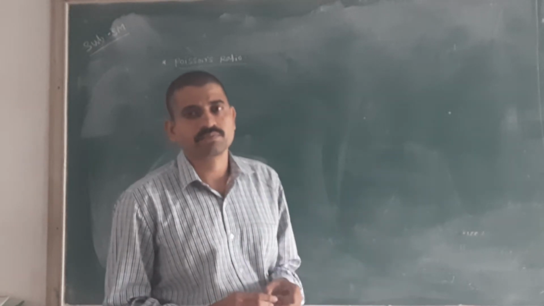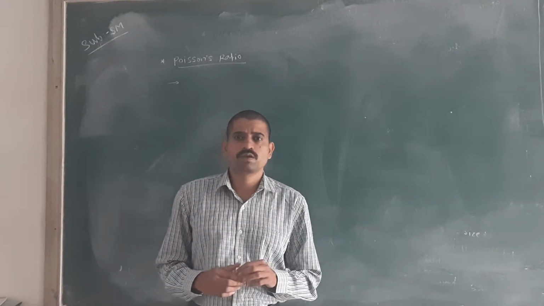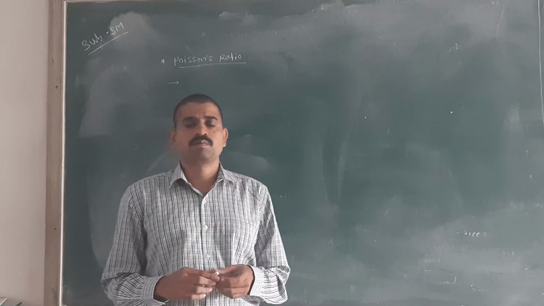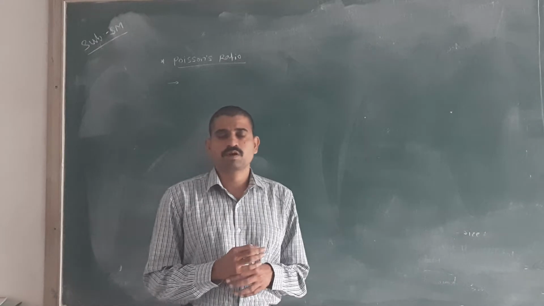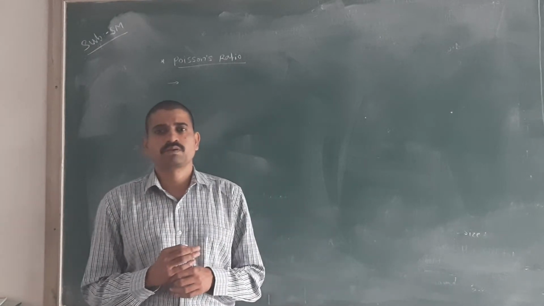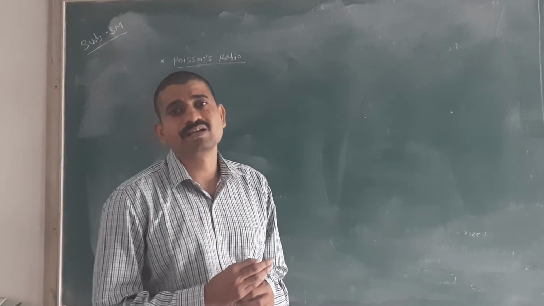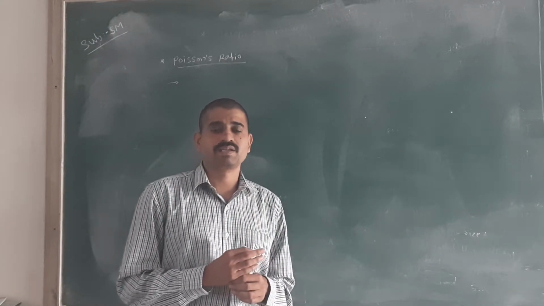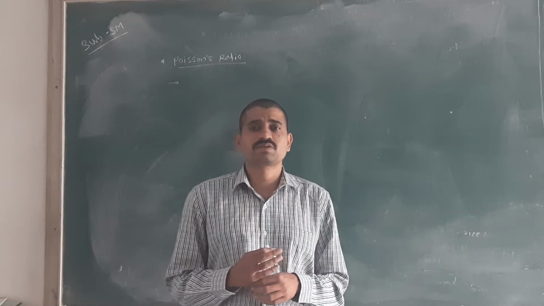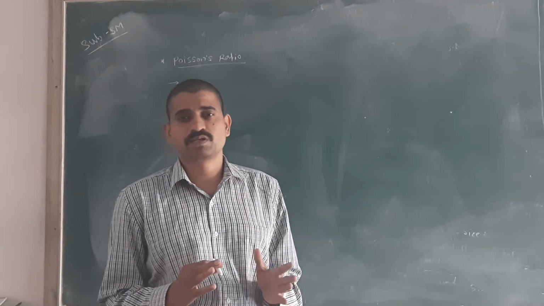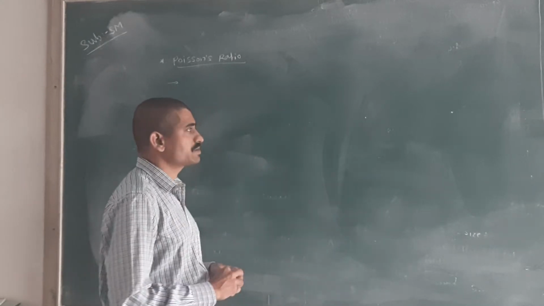Okay, last lecture we have seen the concept of stress and strain. Today we will go on to the next topic, Poisson's ratio. What is meant by Poisson's ratio? Poisson's ratio is nothing but, when a homogeneous material is loaded within the elastic limit, then the ratio of lateral strain to linear strain is constant. It is known as Poisson's ratio.